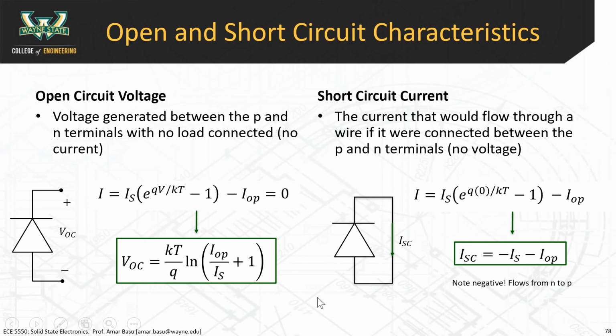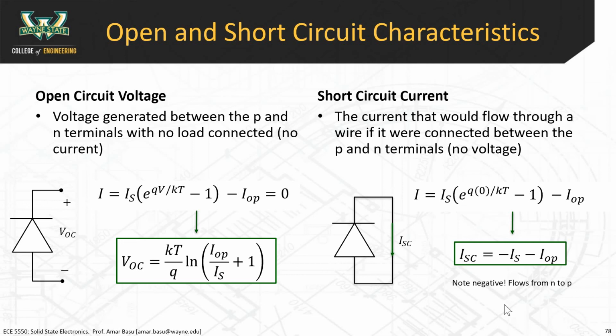The second part is the short circuit current. This tells you the maximum current that this thing could deliver. The maximum current, of course, is when you short circuit it. That's when you get the maximum amount of current, and the way you derive that is by setting the voltage equal to 0. In the previous example, we set the total current equal to 0. Here we take the same equation and set the voltage equal to 0. So you have this exponential become 1, and then the short circuit current is equal to negative IS minus IOP. Note that it's a negative sign, and it flows from N to P.